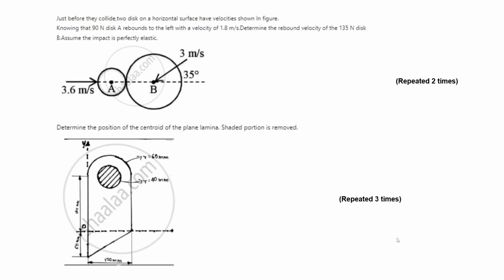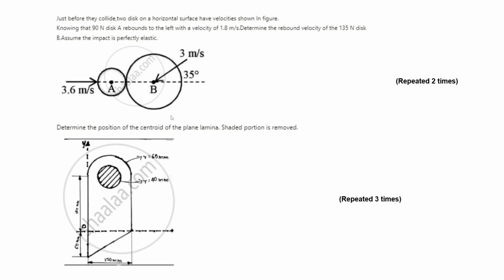Moving further, the question is of a horizontal surface or velocity shown in the figure, and to find the rebound velocity of the 135 Newton disk B, assuming that the impact is perfectly elastic. This question is almost repeated 2 times. So I think this will be asked for almost 6 marks in question number 4 or 5.